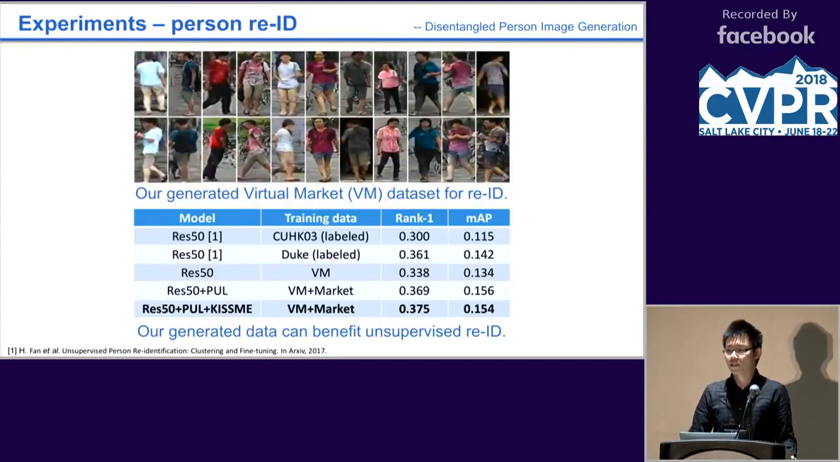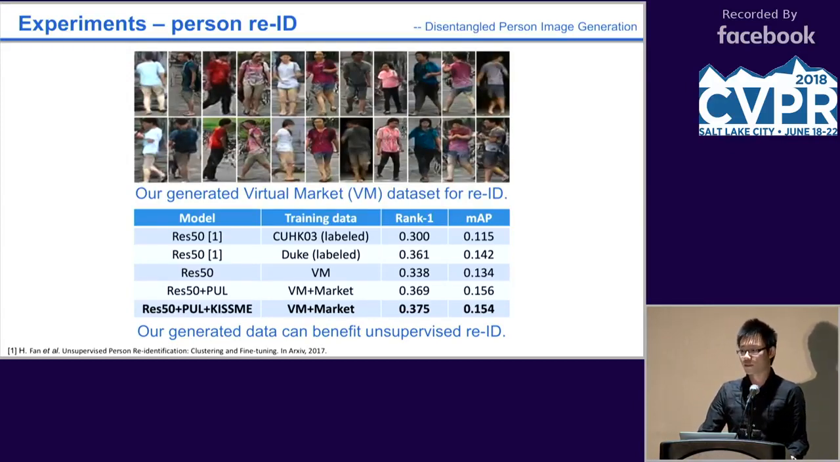As to the person re-identification dataset, we can control the disentangled three factors. We fix the foreground and sample the background and pose to get different images of the same person, so that we can generate a virtual dataset. With this dataset, we can benefit the unsupervised person re-identification task.